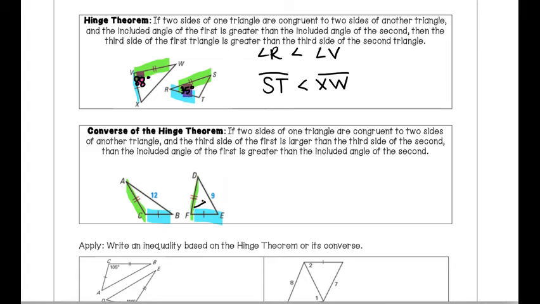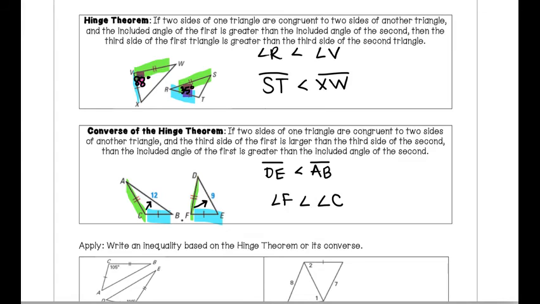So the side across from angle F is 9, and the side across from angle C is 12. Since the side DE is less than the side AB, the converse to the Hinge theorem tells us that angle F, the one that was across from DE, will be smaller than angle C, which was across from the side that was 12.